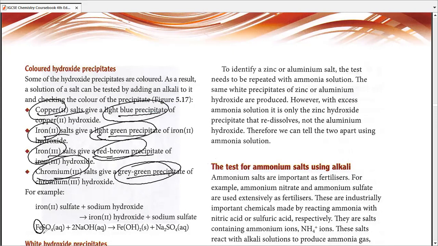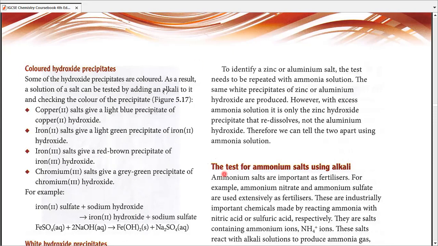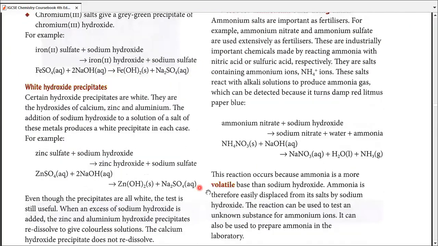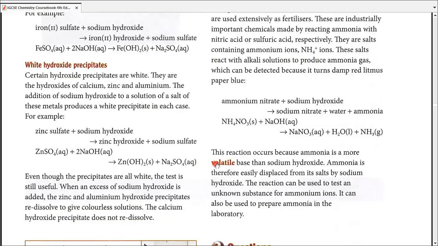So if it was iron 2, upon reaction with sodium hydroxide, it would produce a precipitate. Precipitate means something that is insoluble in water. So you would see the symbol S written next to it. So it's the solid formation that forms in a reaction and tends to settle down as it's heavier than water and insoluble as well.